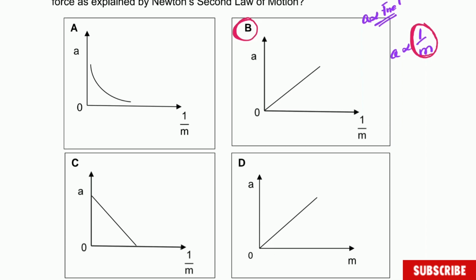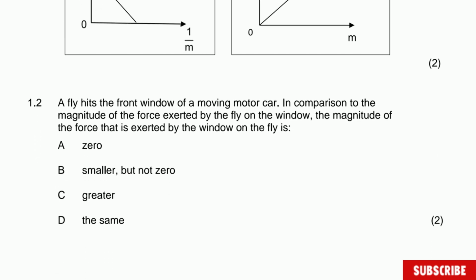So let's go to the next question. A fly hits the front window of a moving car. In comparison to the magnitude of the force exerted by the fly on the window, the magnitude of the force that is exerted by the window on the fly is... Guys, this one is also Newton's law of motion. In this case, we're talking about Newton's third law.